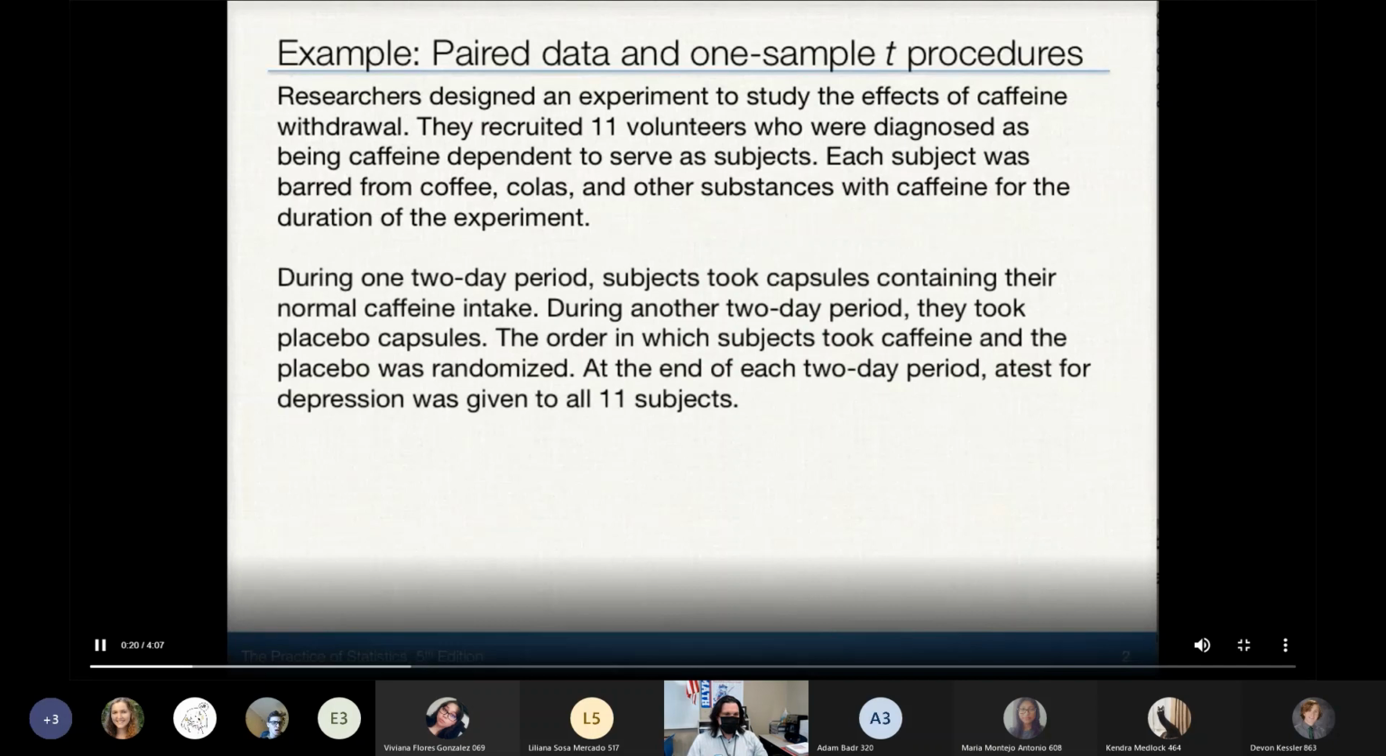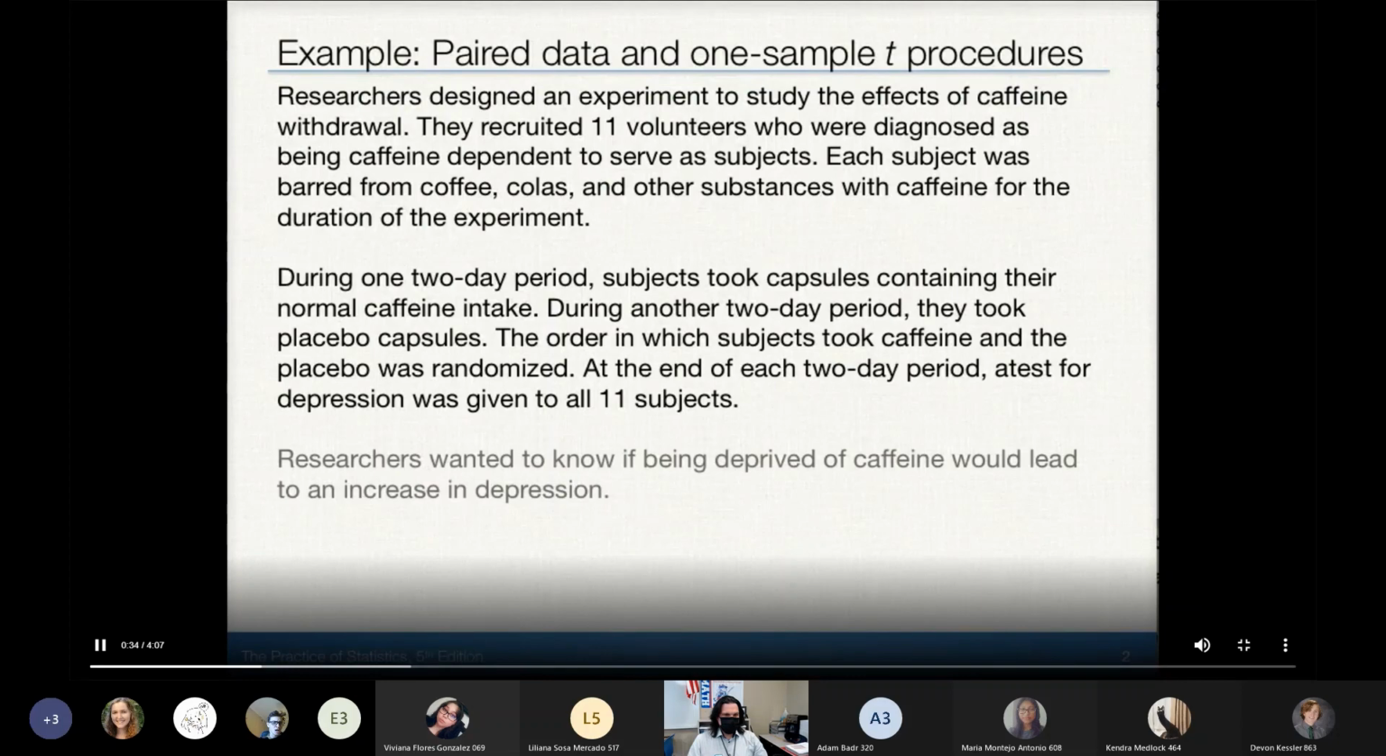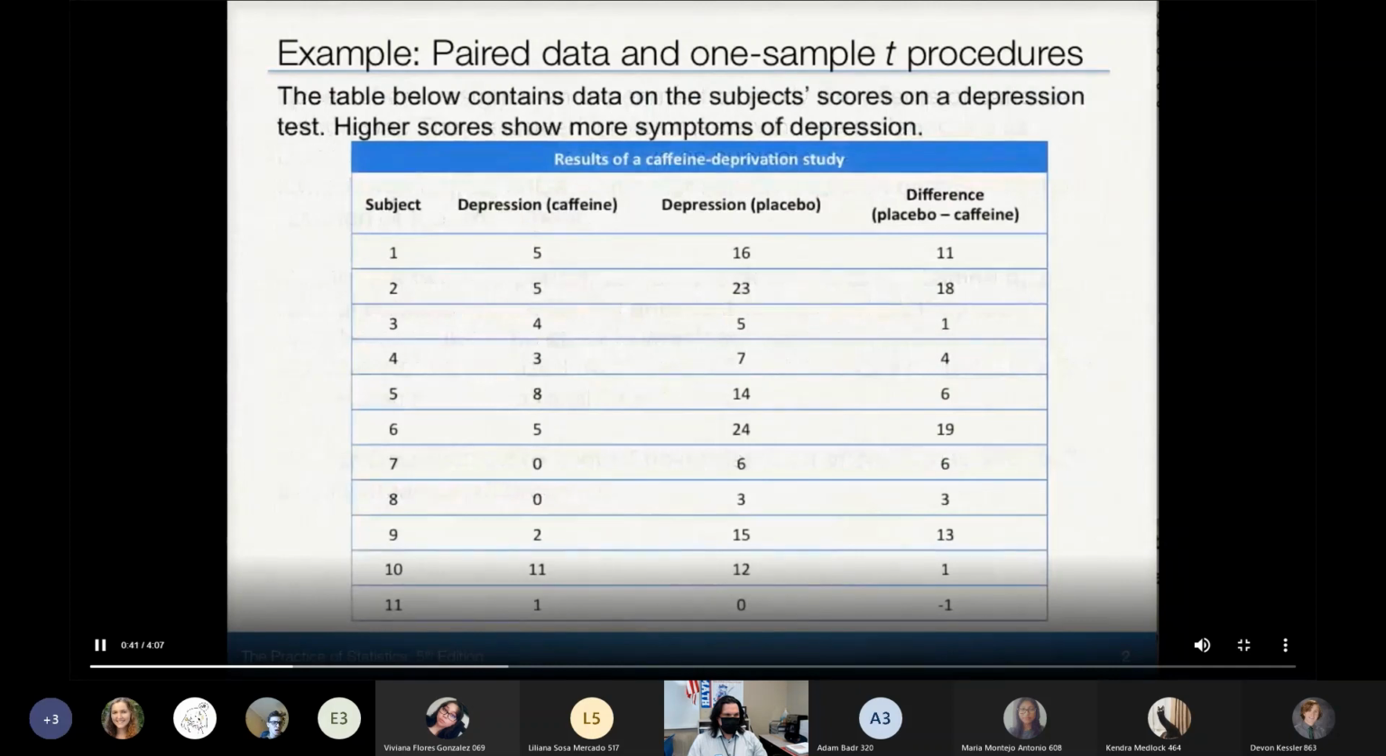Now, during one 2-day period, subjects took capsules containing their normal caffeine intake. During another 2-day period, they took placebo capsules. The order in which the subjects took caffeine and the placebo was randomized, and at the end of each 2-day period, a test for depression was given to all 11 subjects. Now, researchers wanted to know if being deprived of caffeine would lead to an increase in depression. Now, this table contains data on the subject scores on a depression test. Higher scores show more symptoms of depression.